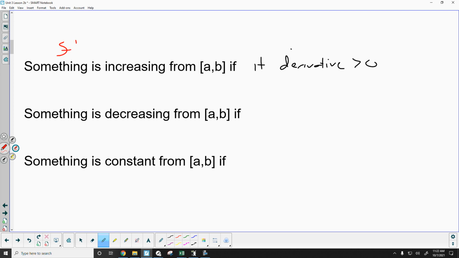Well, f prime is increasing when its derivative is positive. What is f prime's derivative? Oh, it's interesting. Sometimes we might have to look at second derivatives to see when first derivatives are increasing. Okay? Something is decreasing if its derivative is negative. Something is constant if its derivative is 0.